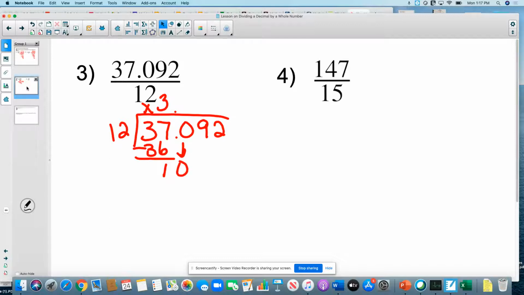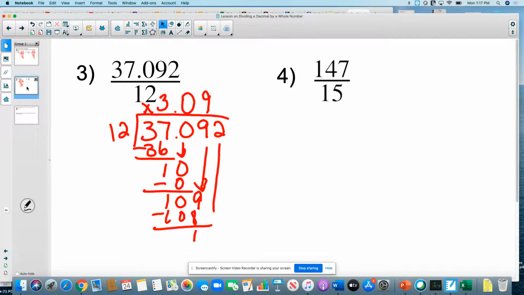And 12 goes into 10. It does not go into 10, so you have to put a 0 above that 0. It goes in 0 times. Bring your next number down. So you have a 10 with a 9, makes it 109. 12 goes into 109 9 times, which is 108. Subtract, and you only get 1. Bring your last number down, which is a 2, which makes it 12. 12 goes into 12 1 time. So our answer is 3 and 91 thousandths.